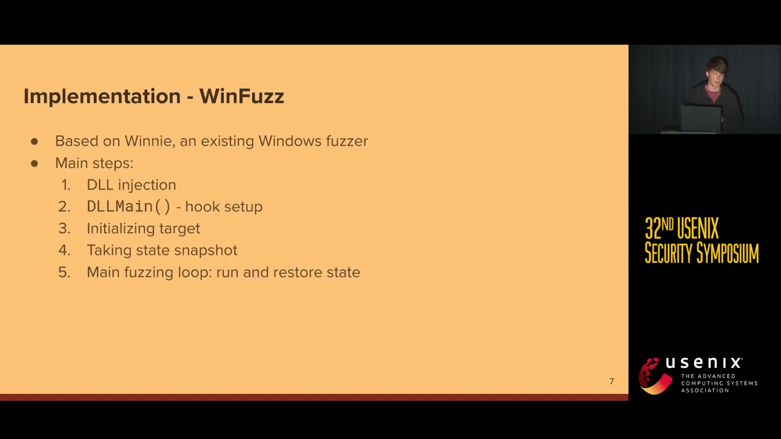Now I'll talk about our implementation of this technique. We based our implementation on WinAFL, an existing Windows fuzzer. I'm going to go over five of the main steps that happen during fuzzing. First, we inject the DLL that has our code. Then the DllMain function runs, which sets up our hooks and interposition on the target process. Then the target initializes, which we already saw in the previous slides. We take the state snapshot. Finally, once we have that, we're ready to proceed to the main fuzzing loop, which is just running the code that we're testing and restoring the state over and over again.